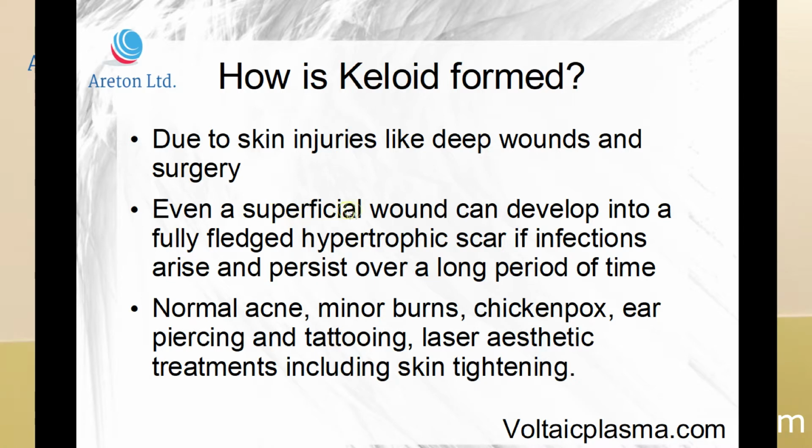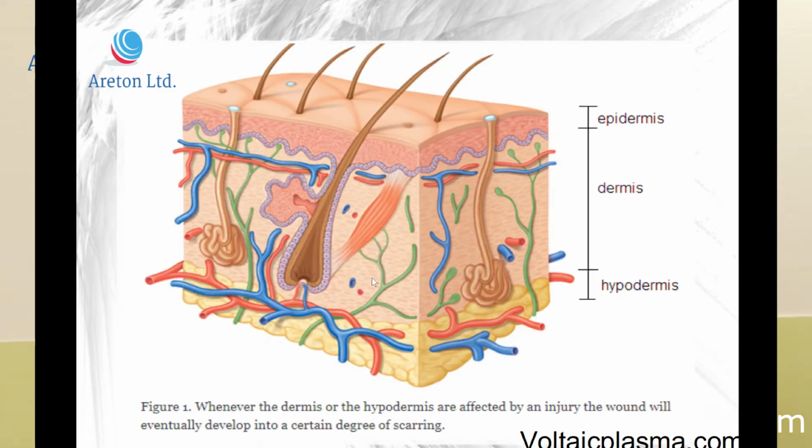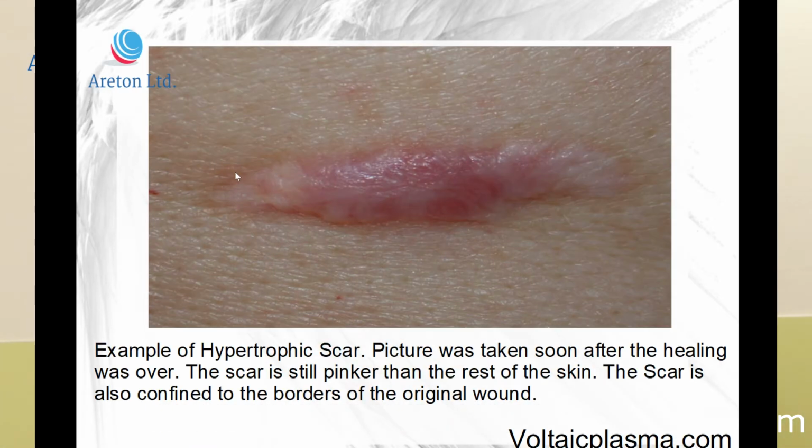Normally if you have a superficial wound, you can get a scar if there is infection, but in the case of keloids, even normal acne, minor burns, chicken pox, including skin tightening, on people who are prone to keloids, can actually get them. So basically, a keloid is something that forms wherever there's damage to the dermis on people who have the predisposition of developing keloids, and there's nothing you can do about that, unfortunately. If they have that predisposition, that's really it.